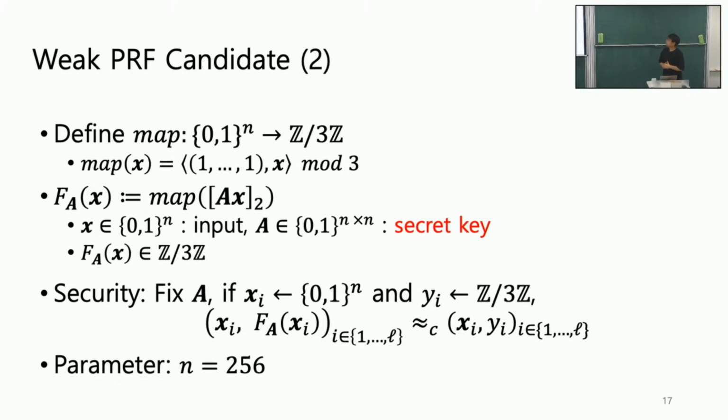Moreover, I introduced a second candidate called Fa of X. Before we start, we define a function map, which is the inner product of the vector of ones and X in modulo 3. Then we can define Fa of X with a secret key A as a map of AX bracket 2. AX bracket 2 means component-wise modulo 2 of the vector AX. For this candidate, n is set to 256.